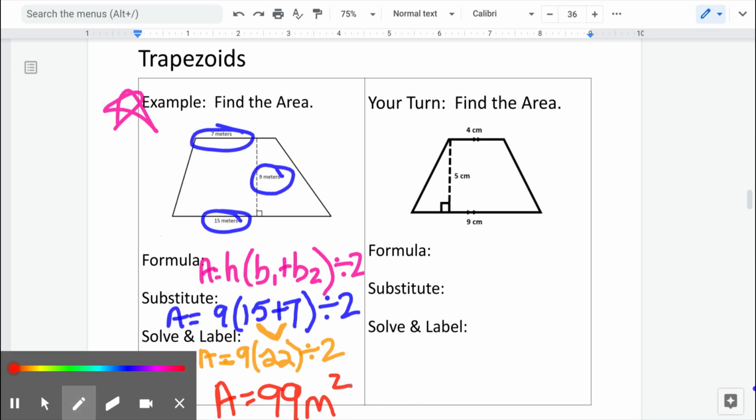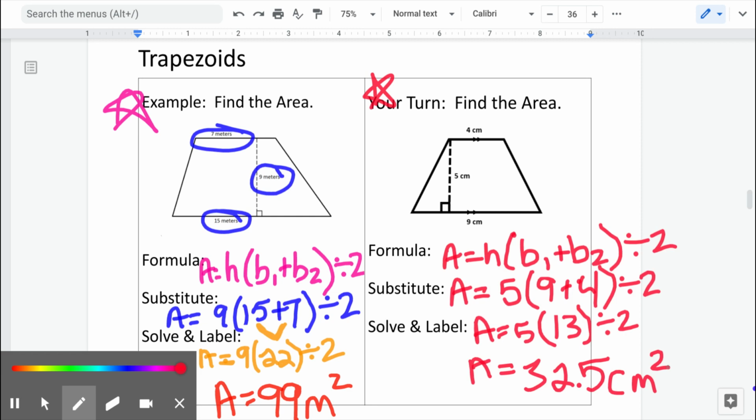Go ahead and you try this your turn. We'll pause the video while you work. And here's the correct answer for this your turn. So how did you do? Did you show your formula? Did you show your substitution, your solve? Did you get the correct answer of 32.5? And did you label centimeters squared?